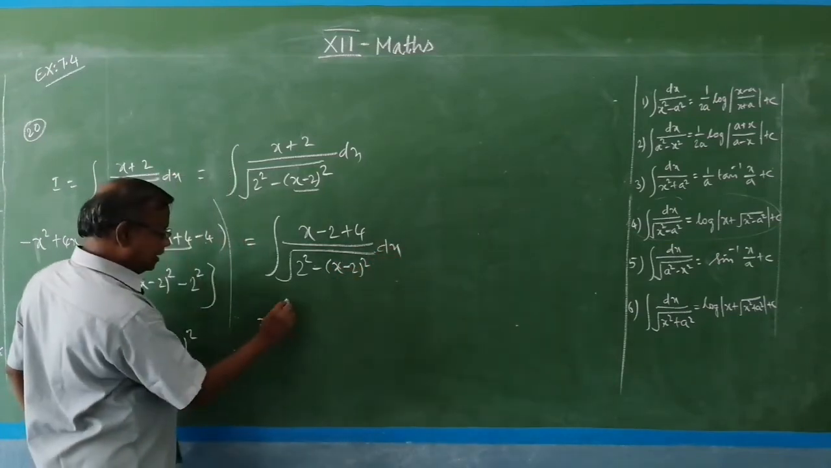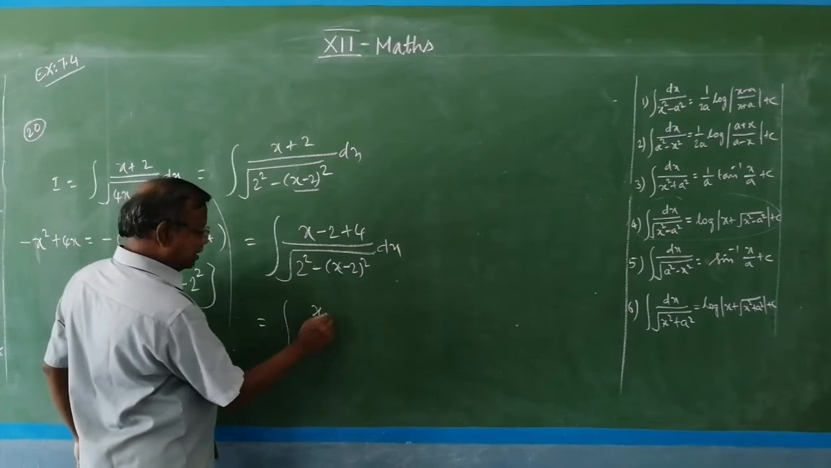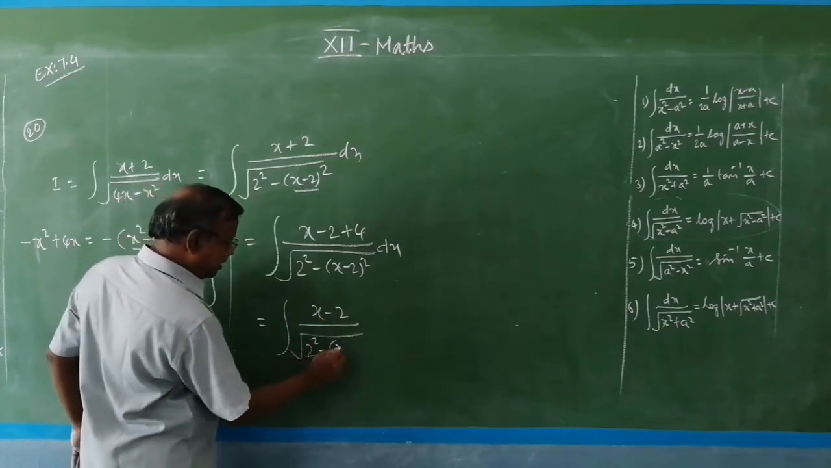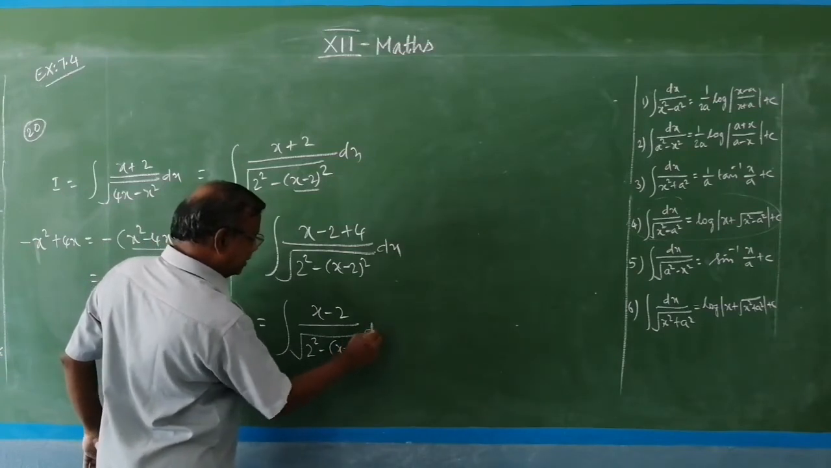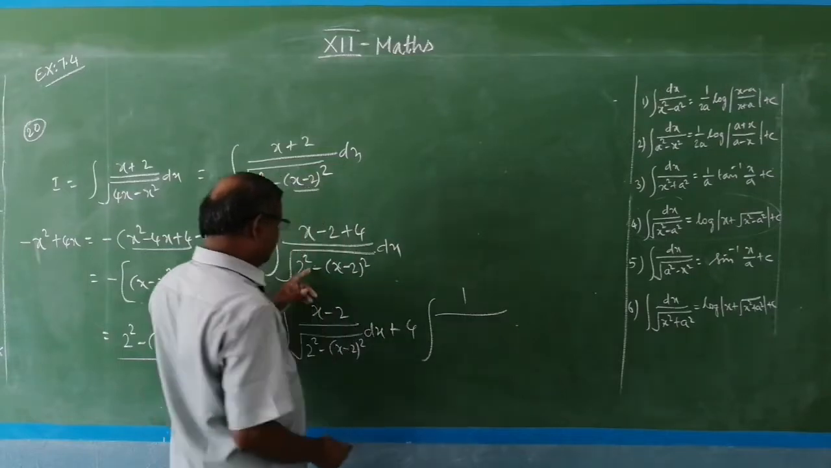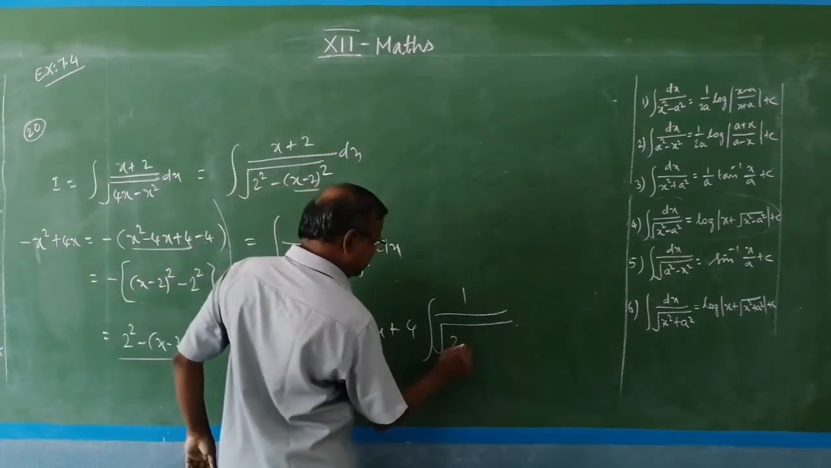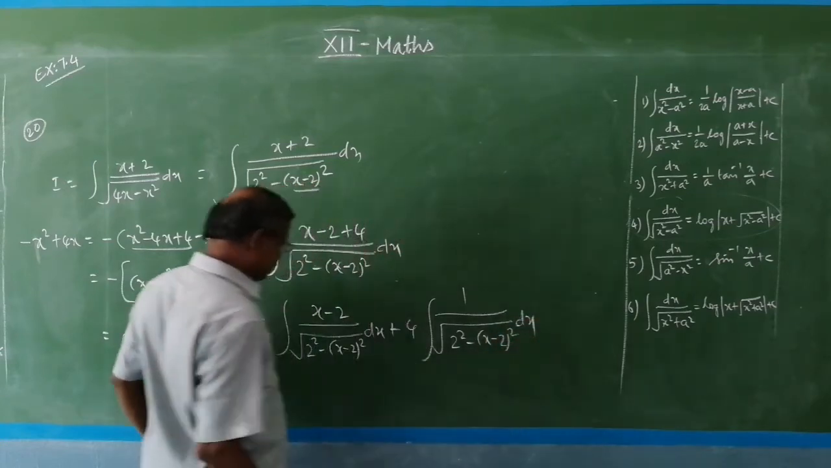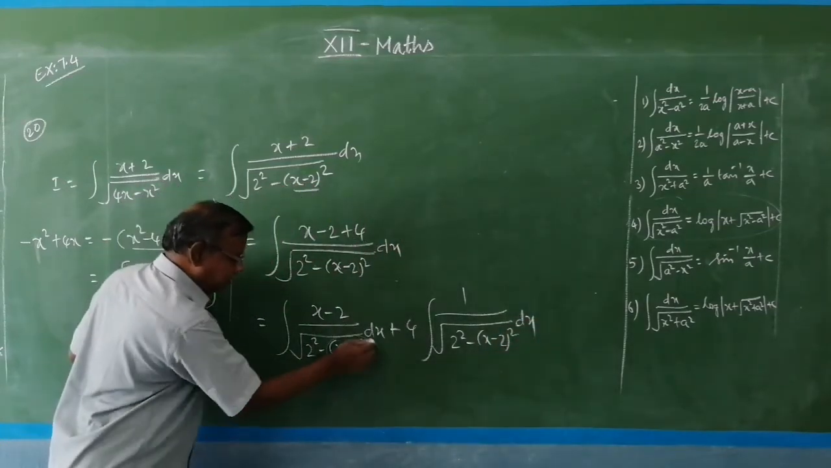So we can split this into two terms, that is x minus 2 divided by root of 2 square minus x minus 2 the whole square into dx plus 4 into integral 1 by root of 2 square minus x minus 2 the whole square into dx. So for the first one, use substitution.